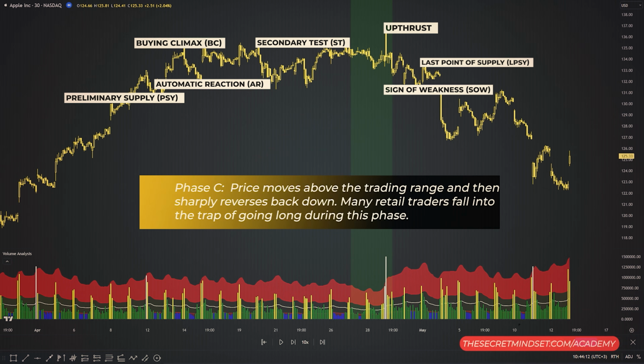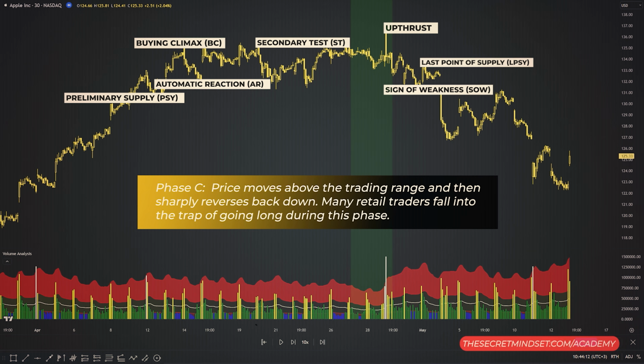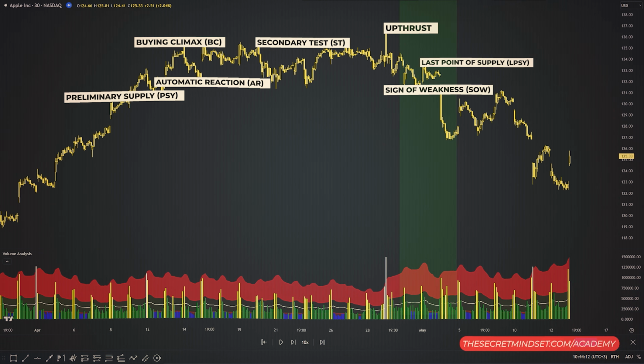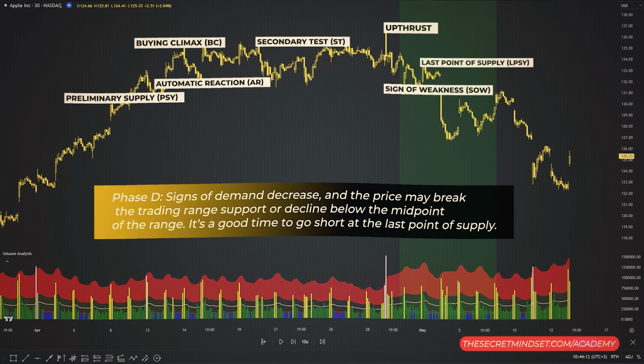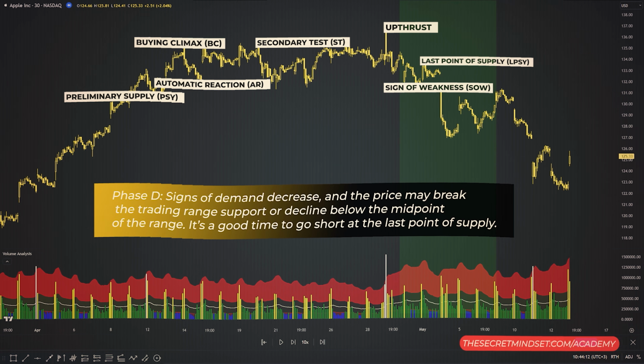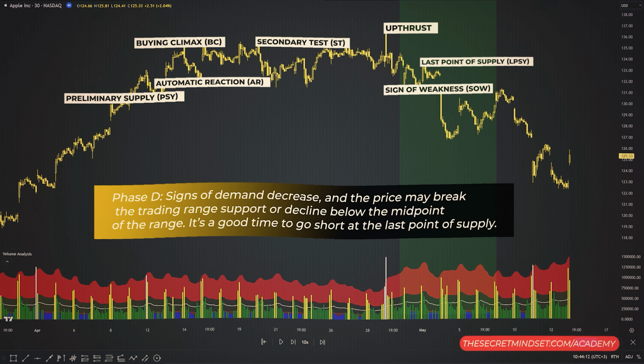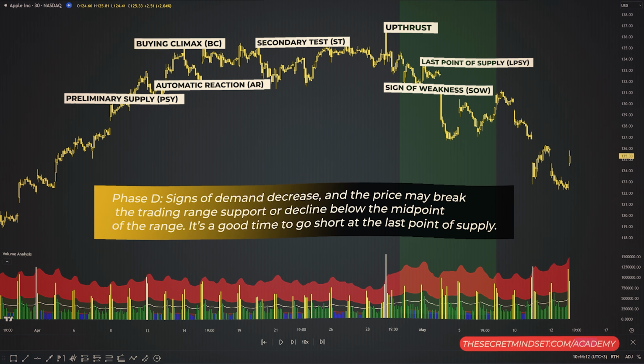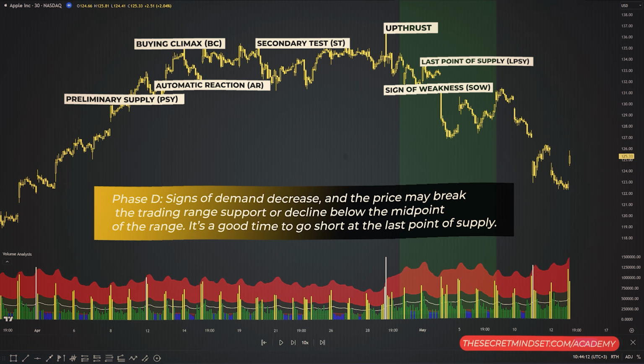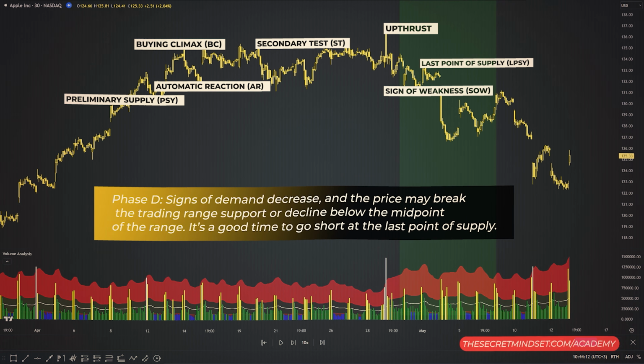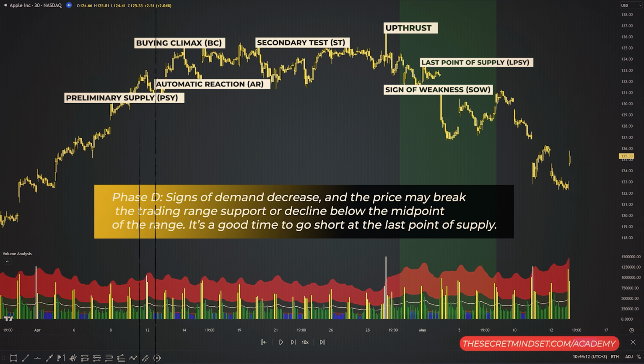Phase C is an interesting phase. This is where upthrusts may occur. Price moves above the trading range and then sharply reverses back down. Many retail traders fall into the trap of going long during this phase. In phase D, signs of demand decrease and the price may break the trading range support or decline below the midpoint of the range. It's a good time to go short at the last point of supply. It's also the last opportunity for long position holders to close their positions and go short.